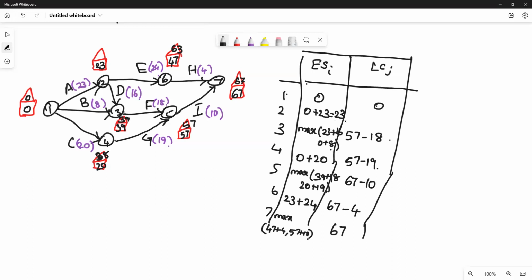Next, node number 2. How many activities are going out? 2. So more than 1 means you have to find the minimum. Okay, minimum of 63 minus 24, comma 39 minus 60. What is minimum? 39 minus 60. What is 39 minus 60? 23. Next, node number 1. So you should get it 0.